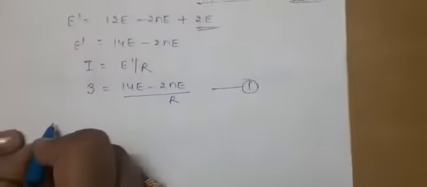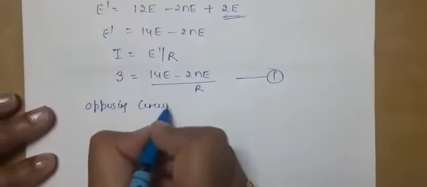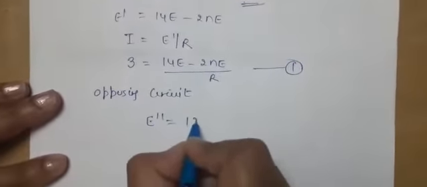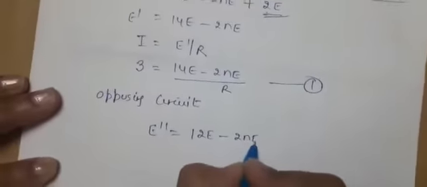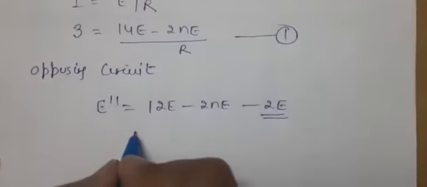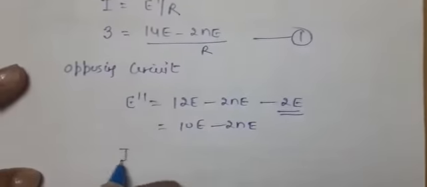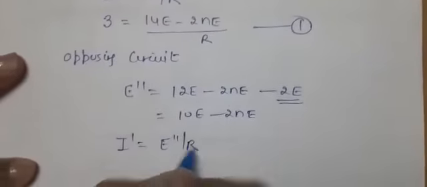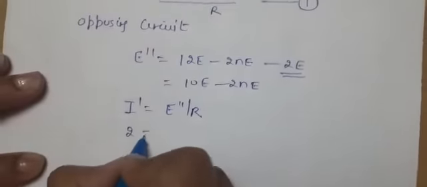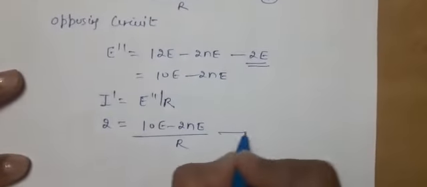Second point, when the batteries are opposing the given circuit, what will be the effective EMF? This will be 12E minus 2NE minus 2E, because now these are opposing. So in that particular case, you will take it as 10E minus 2NE. Then the current will be E double dash upon R. Now this is given to be 2 in the opposing direction. So 10E minus 2NE upon R equals 2.